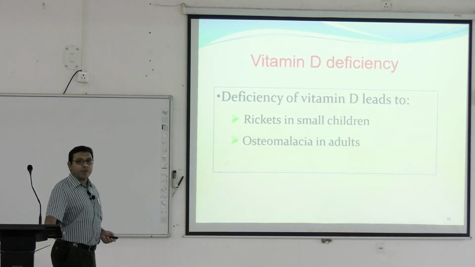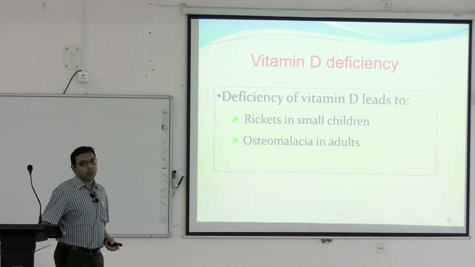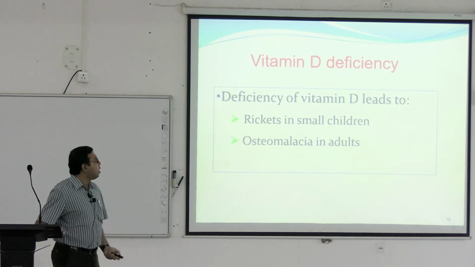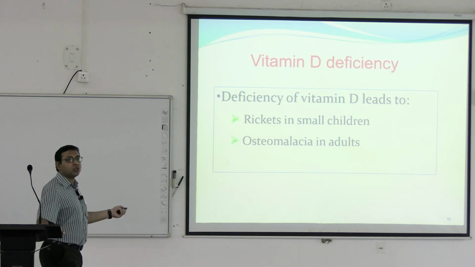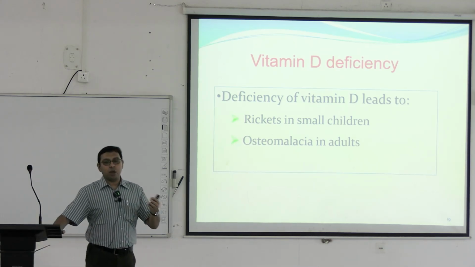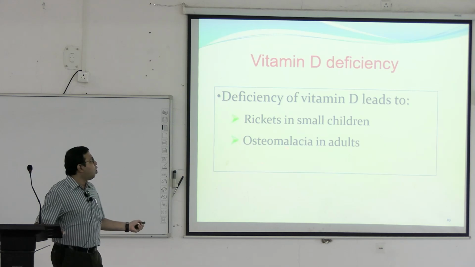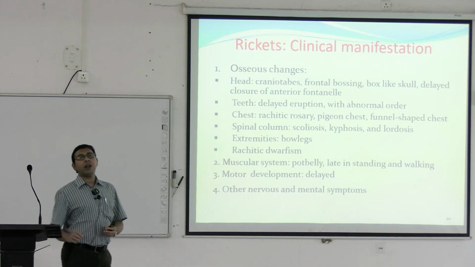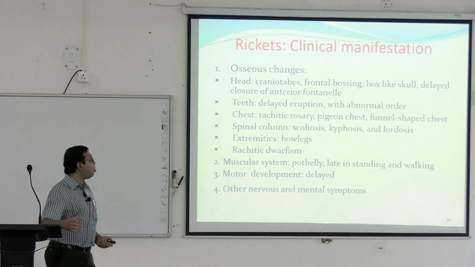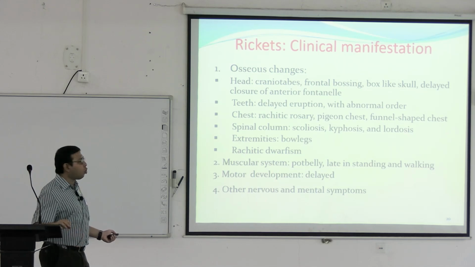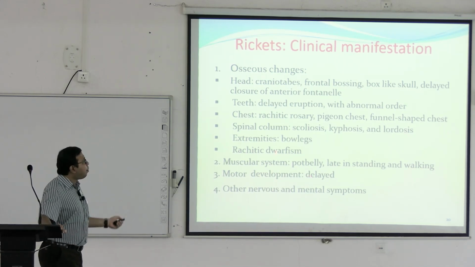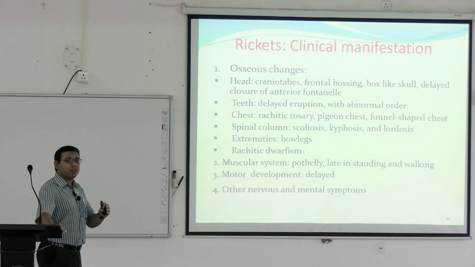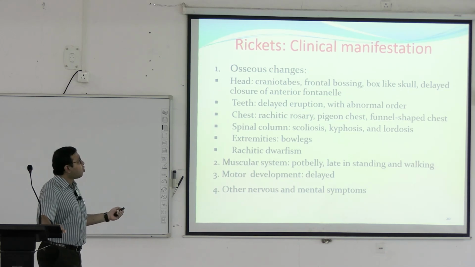Now coming to vitamin D deficiency. This is the anti-rachitic substance. When vitamin D deficiency happens in small children, it leads to rickets, and in adults or the elderly, it leads to osteomalacia. So in rickets, what are the clinical manifestations? Mainly there are osseous changes, changes in the bones, changes in the muscular system, and delayed motor development. In the head, there are changes in bone formation that lead to craniotabes, frontal bossing, box-like skull, and delayed closure of the anterior fontanelle.